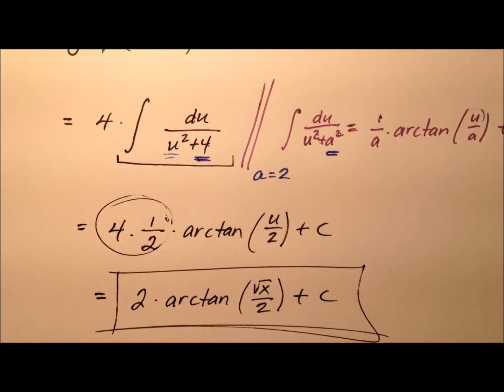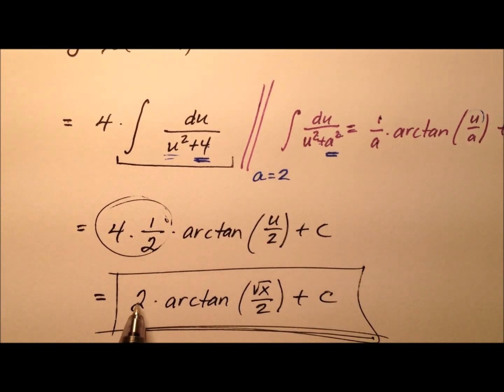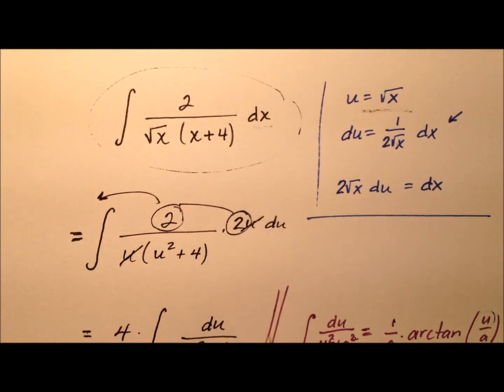So that's going to be the indefinite integral, and we know it's indefinite because we have the plus c at the end, plus there were no limits of integration given to us. So it's 2 times the arctangent of the square root of x over 2, and that will be your integral right here.